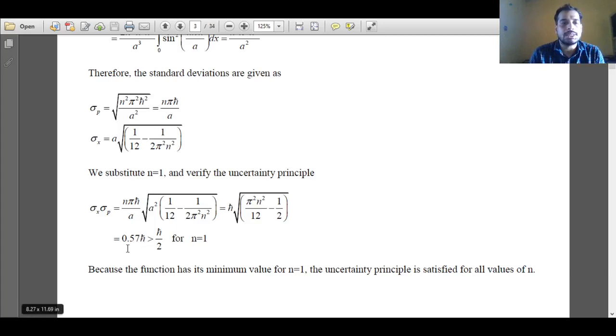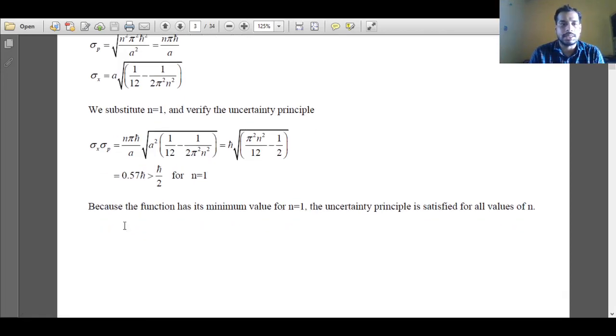Now this value is greater than h bar over 2. Heisenberg's uncertainty principle says the product of the standard deviation with respect to position and the standard deviation with respect to momentum should be greater than or equal to h bar over 2. In our case, we are getting a value of 0.57 h bar, which is greater than h bar over 2. So for our system, that is the one-dimensional box system, the position and momentum operators follow Heisenberg's uncertainty principle.